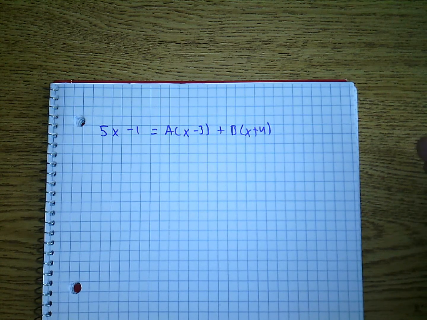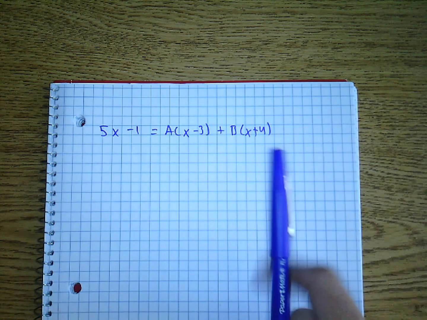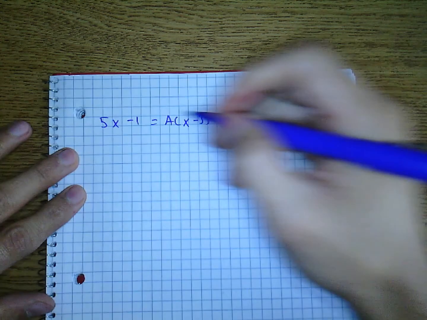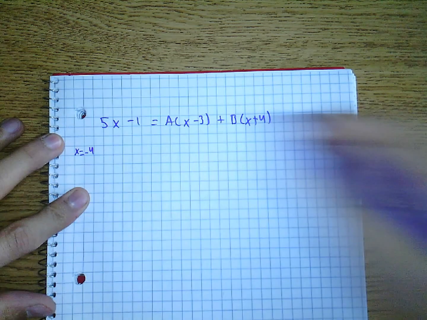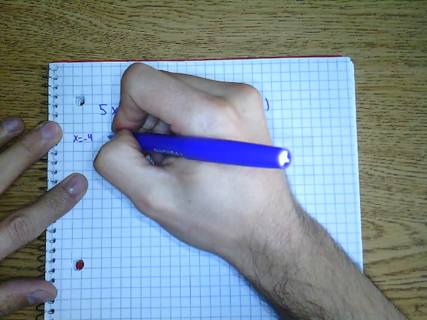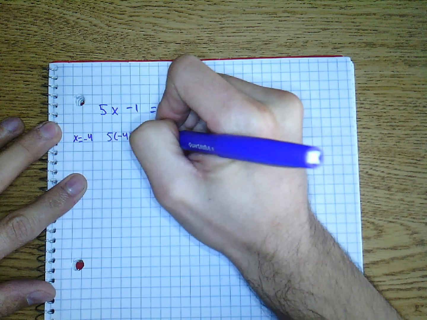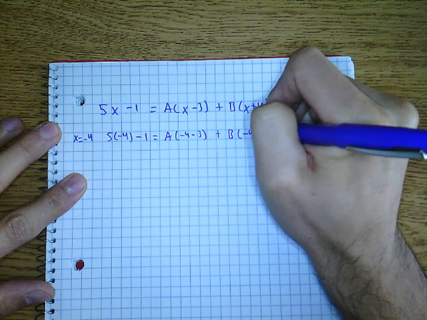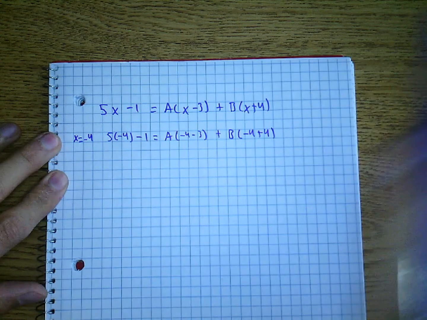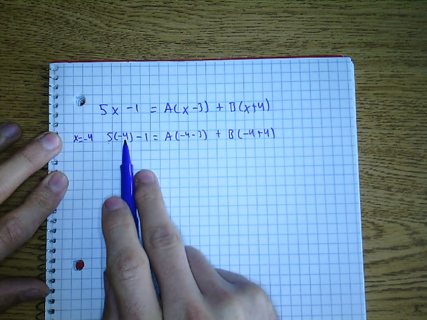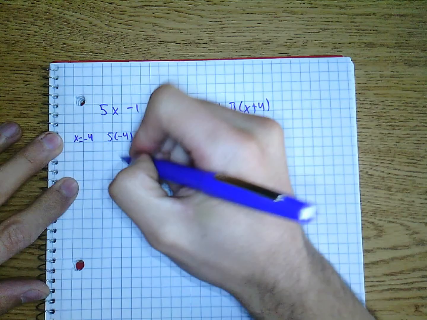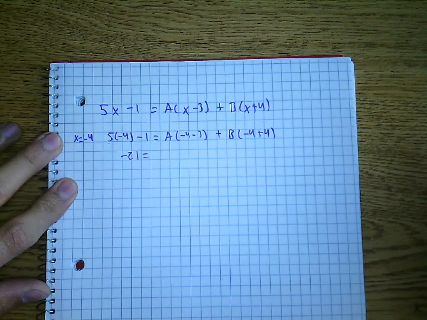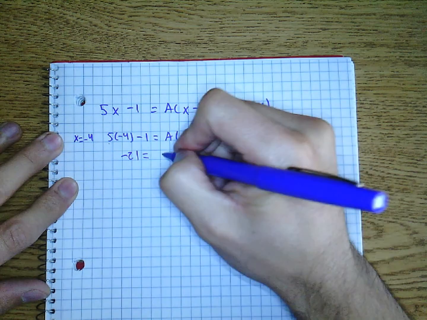On the right hand side, I'm sorry. Negative 4. Negative 4. Here's what I'm going to do. I'm going to plug in x equals negative 4 everywhere. You with me? So 5 times negative 4 minus 1 is equal to a times (negative 4 minus 3) plus b times (negative 4 plus 4). 5 times negative 4 gives you negative 20, minus 1 gives you negative 21. Negative 4 minus 3 gives you negative 7, so that times a gives you negative 7a. And negative 4 plus 4 makes the b go away.